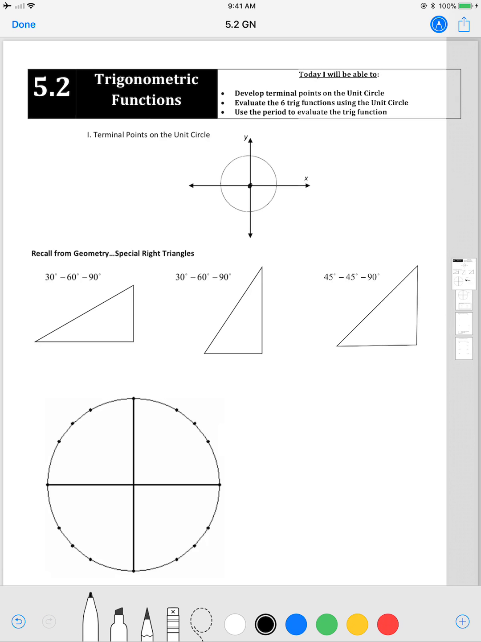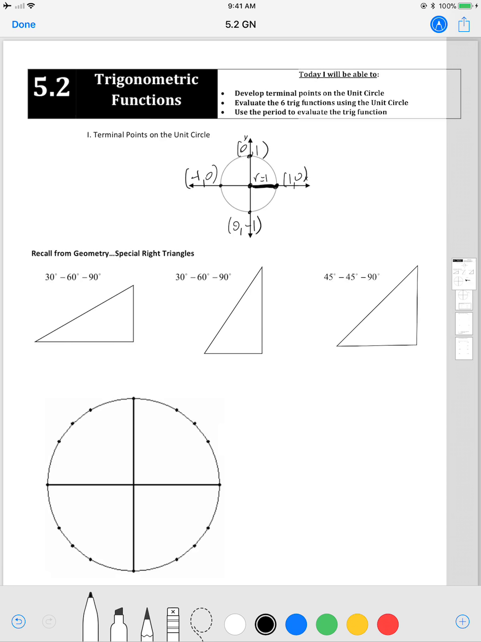Here's our center. And we know that this radius here is 1. If the radius is 1, then that means these points here on the axes are just 1, 0, 0, 1, negative 1, 0, and 0, negative 1. Okay? Now, to get the rest of the points on the unit circle, like we have down here, we'll need to use, going all the way back to geometry, the special right triangles.